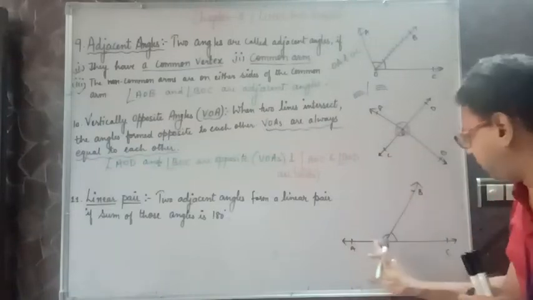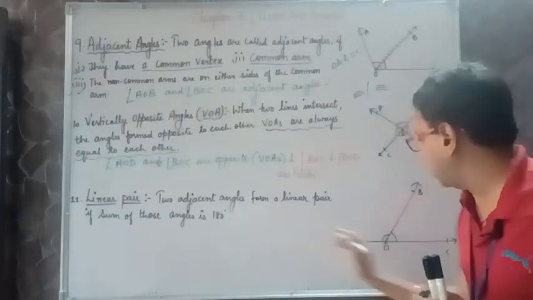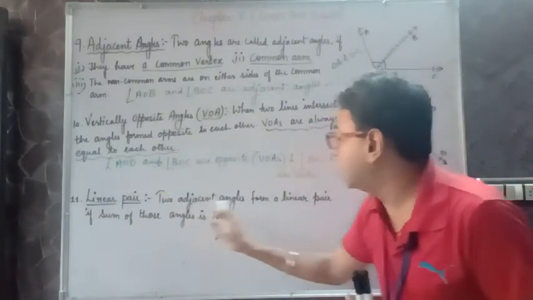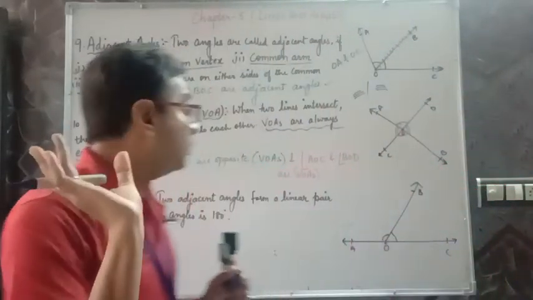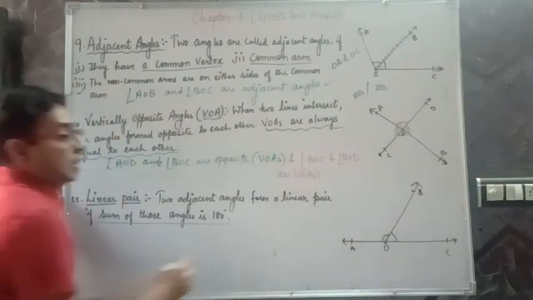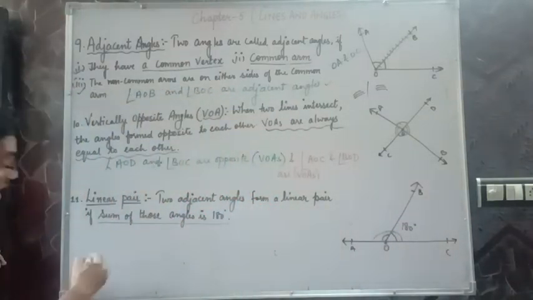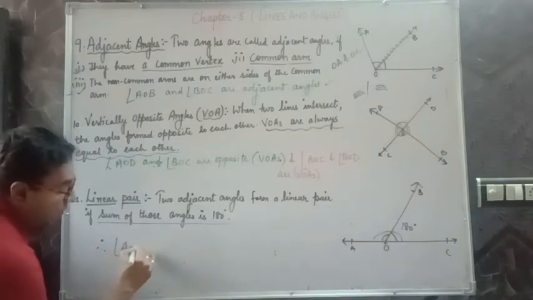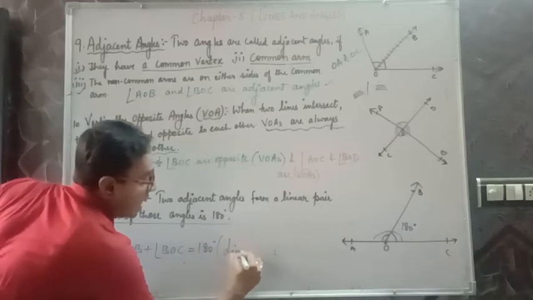Next, linear pair. It is adjacent angles only, if you see the figure. These two angles are adjacent. Why? Common vertex O, common arm OB, and the non-common arms are on either side of the common arm. Right? So these two angles are adjacent. For a linear pair, the condition is that the sum of these two angles must be 180. That is important. But why 180? Because it's a straight line. And what is the angle made by a straight line? 180. Therefore, angle AOB plus angle BOC is equal to 180, and the reason is linear pair.